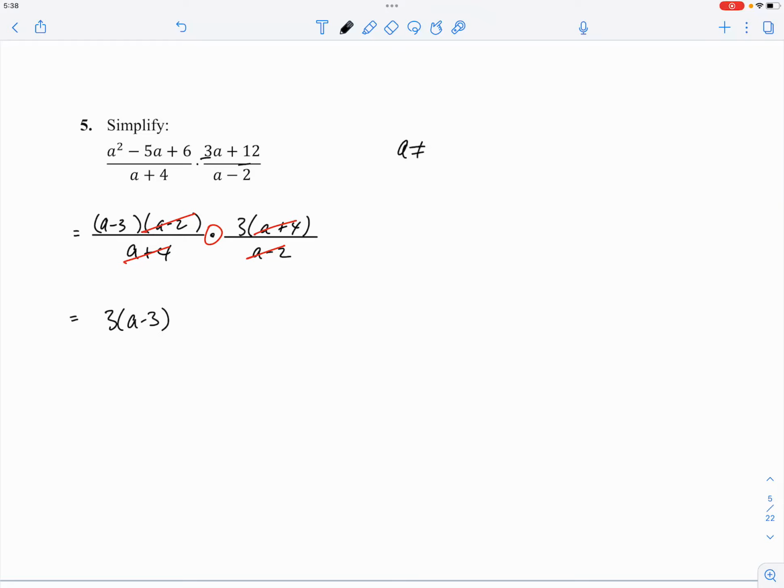And of course, we need to make sure that we write down our restrictions. a cannot equal -4, a cannot equal 2, because if a becomes those two numbers, then the fractions will become undefined. Our eventual answer will be undefined. So, simple stuff. Just factor, factor, factor, factor.